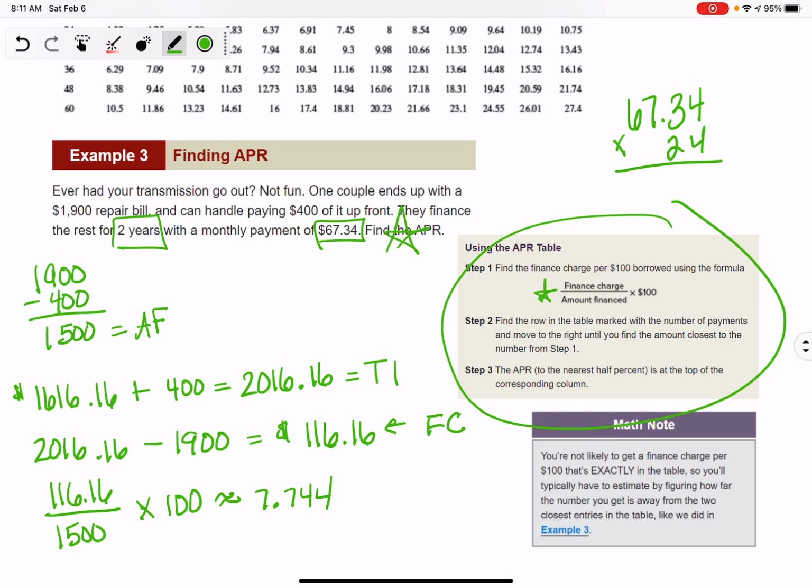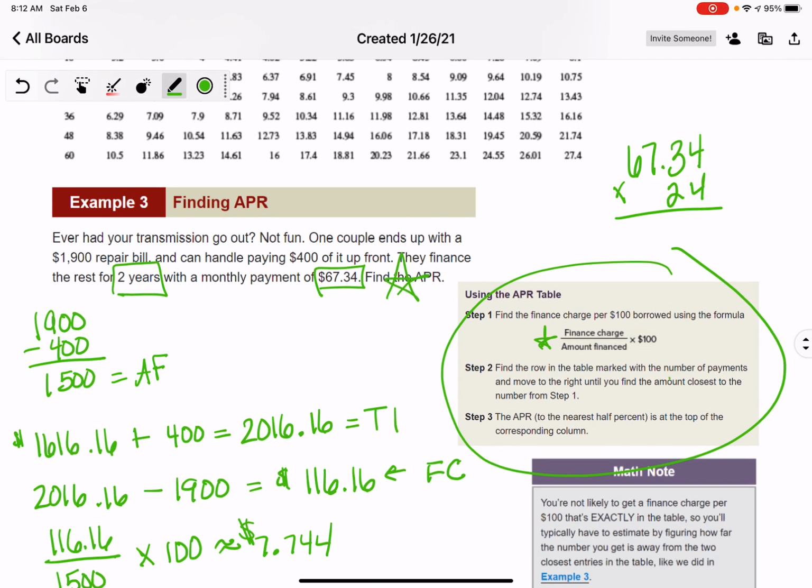Okay, so now that we have that number, it says find the row. This is money, because it's per $100. All right, so it says find the row in the table marked with the number of payments and move to the right until you find the amount closest to the number from step 1. How many payments do we have?